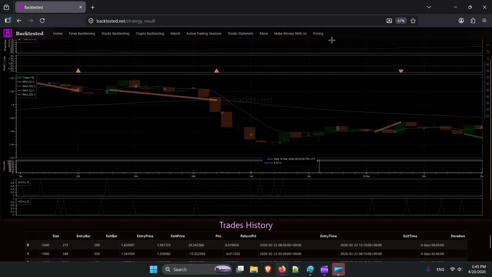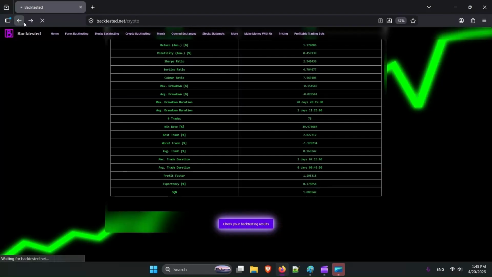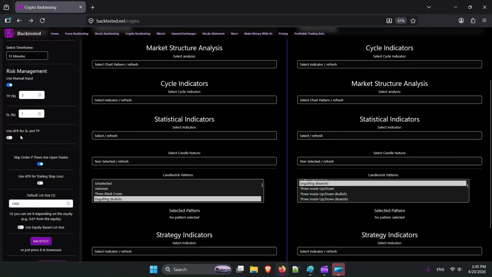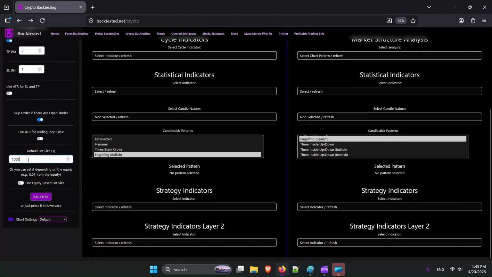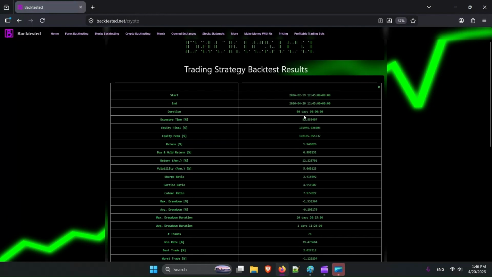So now if we go back and do some edits, like increase the leverage or increase the size, like 10,000. Okay, and then you backtest. Now as you can see, the return has increased.